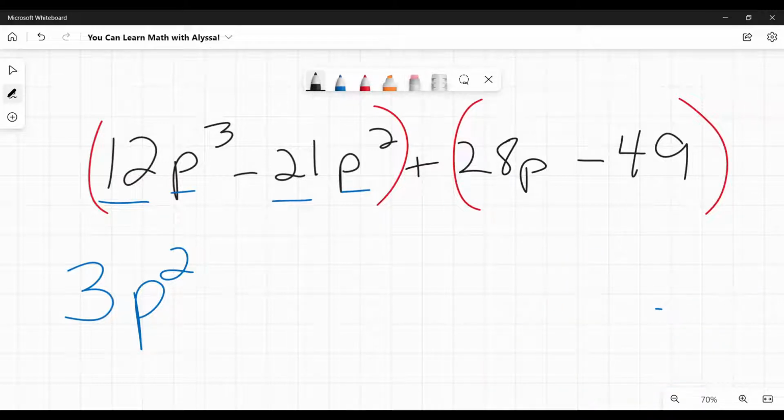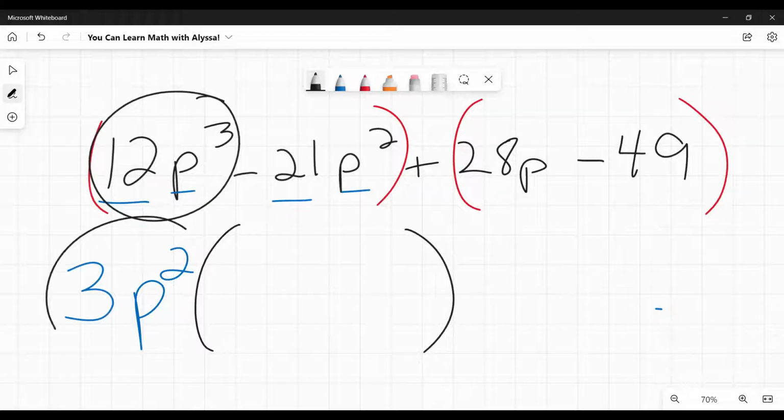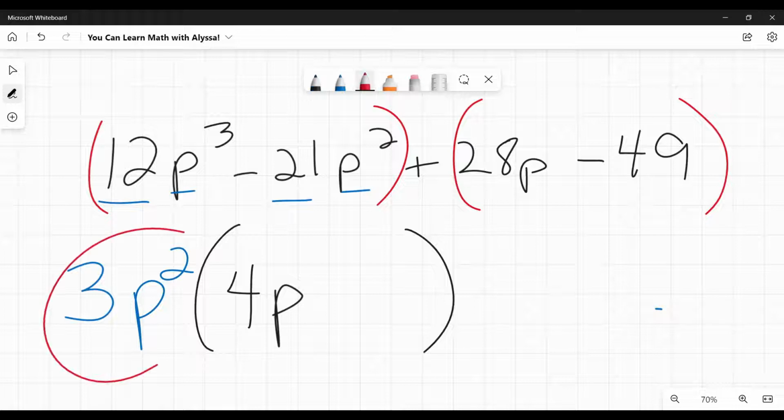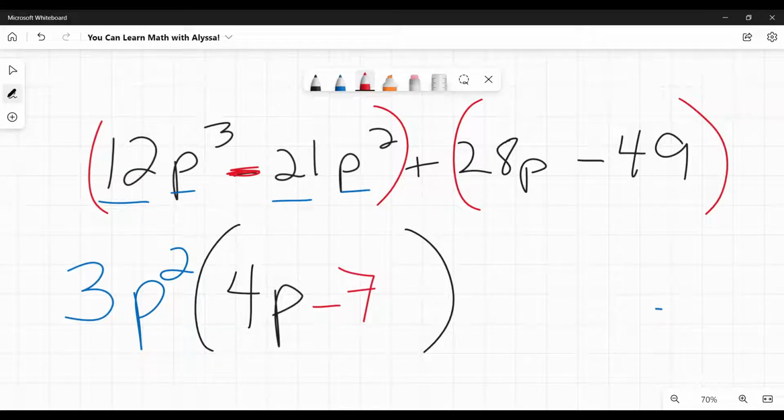All right, so inside the parentheses, what is left behind? 12p cubed divided by 3p squared. 12 divided by 3 is 4. p cubed divided by p squared is just p. Our second one, negative 21p squared, when I divide that by 3p squared, negative 21 divided by 3 is negative 7. And then p squared divided by p squared is 1, so there's nothing else for me to put. So I've pulled out 3p squared and I'm left with 4p minus 7.